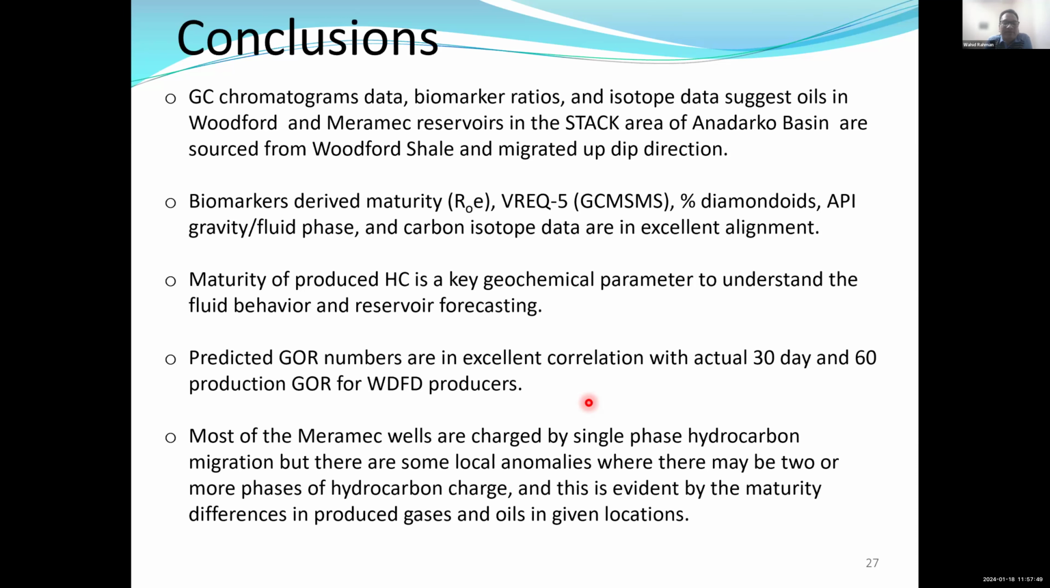And the GOR has a very close match with 30-day, even 60 days. I wish I had more time to show you all those. Most of the Meramec oils in this area were probably charged by single phase hydrocarbon migrations, but some anomalies are there, and those could probably have some secondary or tertiary migrations, which we couldn't explain all of in a single study. So many studies need to be done to understand this better, and to help the field energy economics. Thank you so very much.